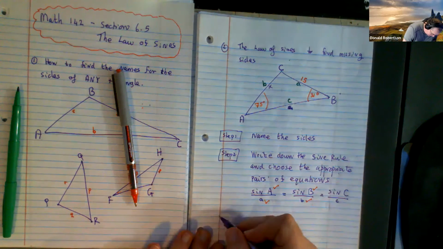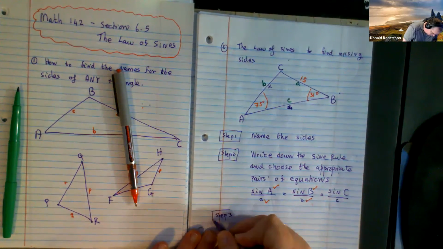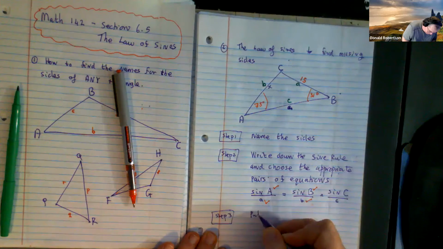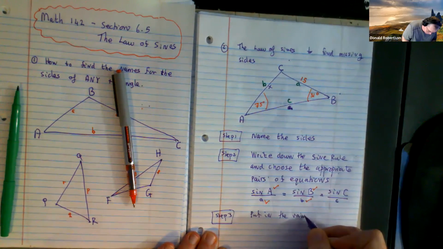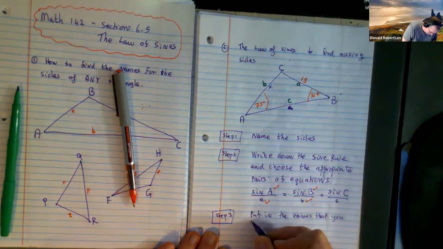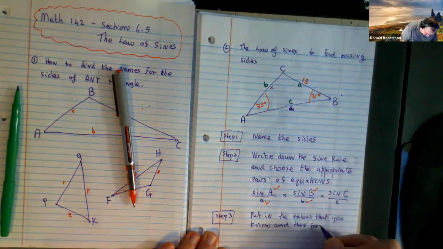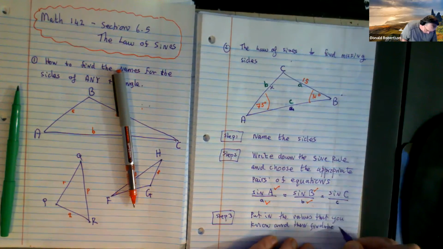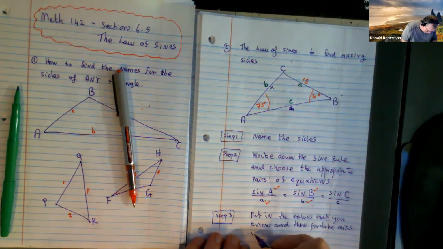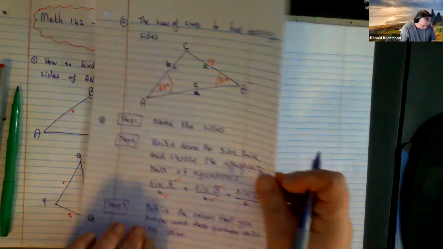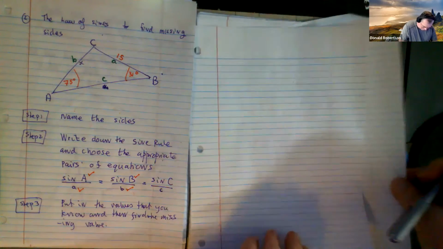Right, now step 3. Put in the values that you know, and then find the missing value. So I have right now got this version of the sine rule. I'm going to use this pair.